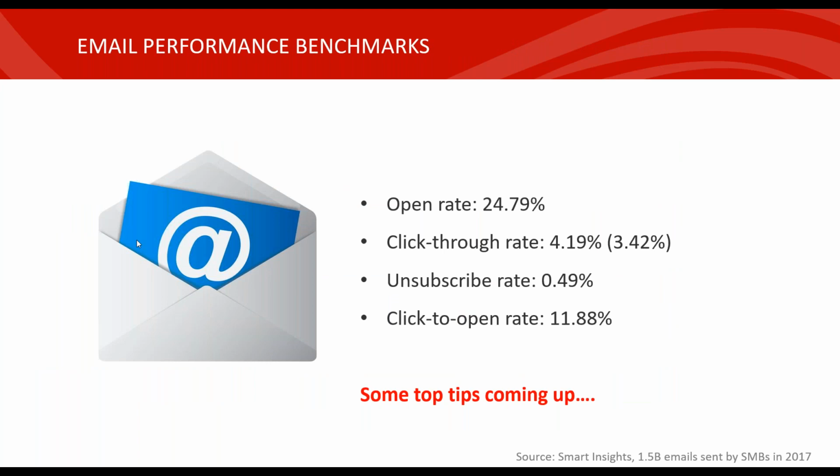Just in preparation for today's webinar, I wanted to have a look at what the open and click-through rates were on average across all industries. This is a survey of about 1.5 billion emails that have gone out from small and mid-sized businesses in the UK, and I think this survey was conducted at the end of last year, and they compared it to the previous year. Open rates haven't changed, maybe by 0.01% over the last 12 months, and have stayed fairly flat for a good while. Click-through rates have actually gone up. The number in brackets there was from the previous year. Unsubscribe rates hover around 0.5%, and click to open rates around 11 or 12%. It's still a really effective way of getting your message out to the right people.